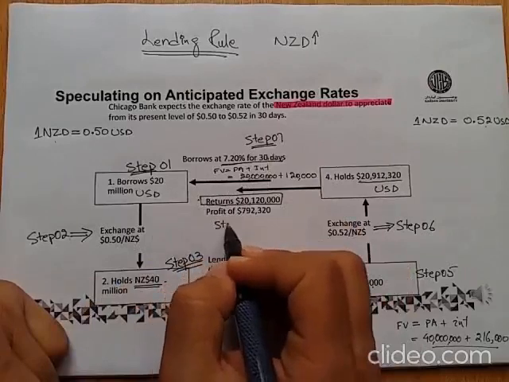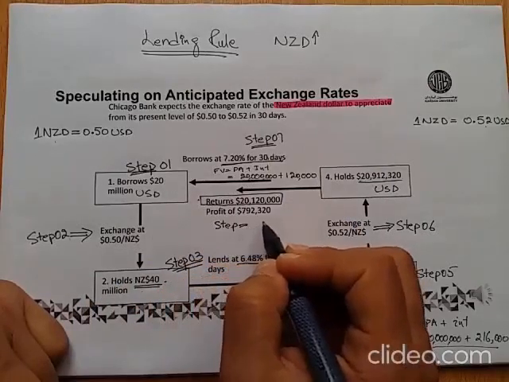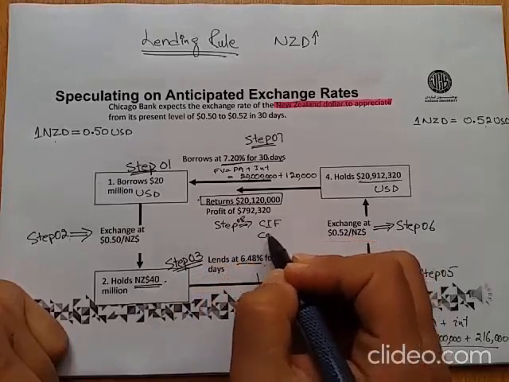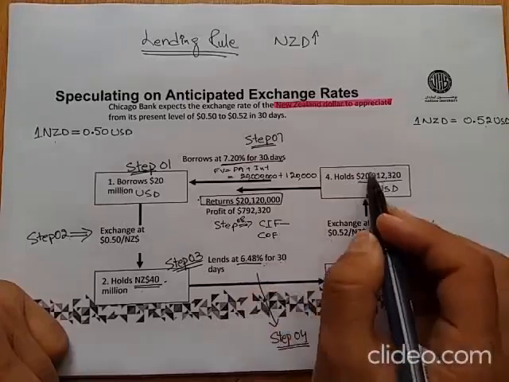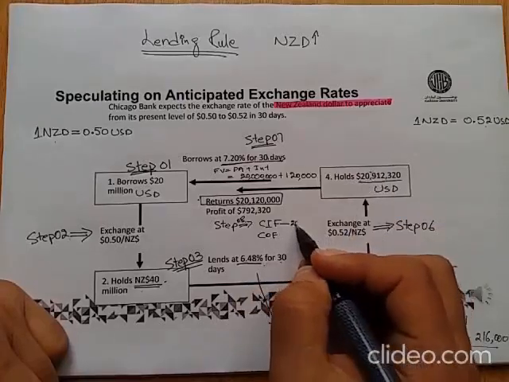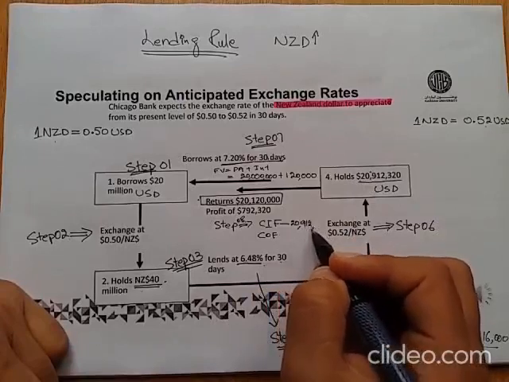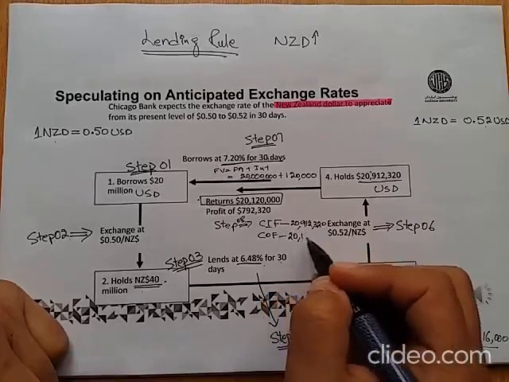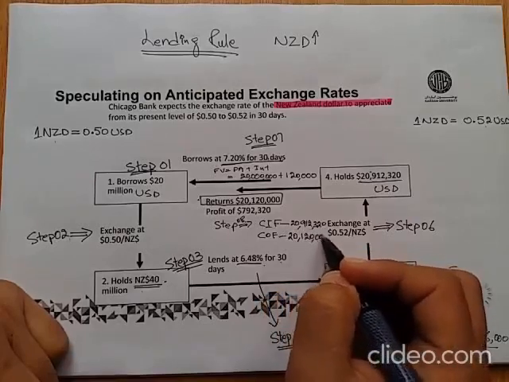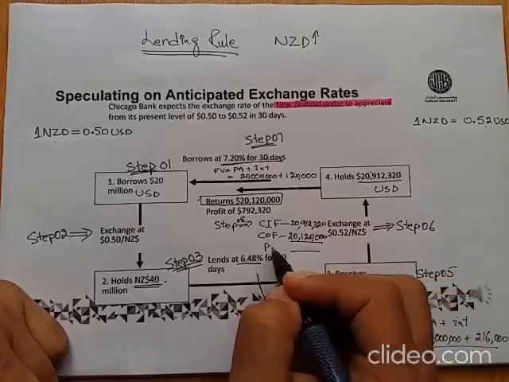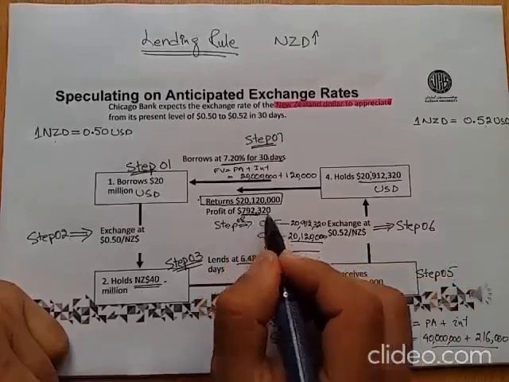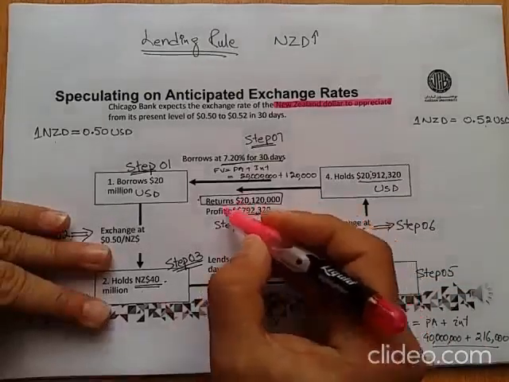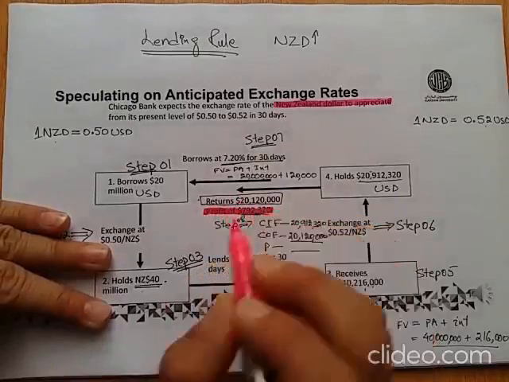And then what do I do in the end? Step number 8. In step number 8, I try to subtract the cash outflows from the cash inflows. So this is my inflow, which is 20 million 9,12,320, minus my cash outflow, 20 million 1,20,000 USD. So when you subtract it, you will get the profit, which is here 7,92,320. I will highlight it for you. So this will be my profit.